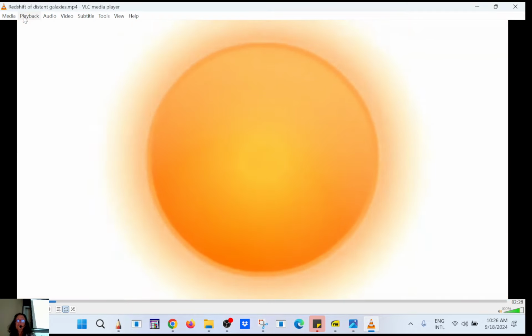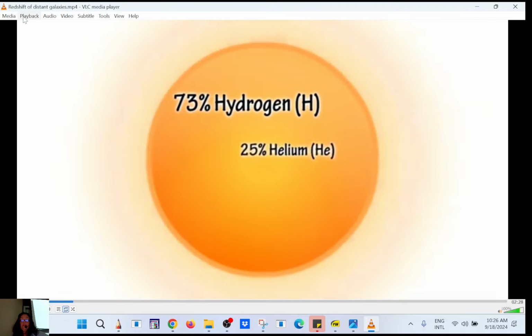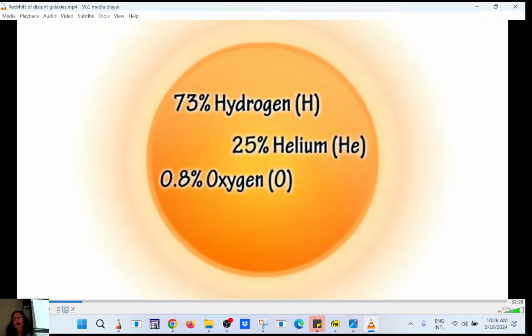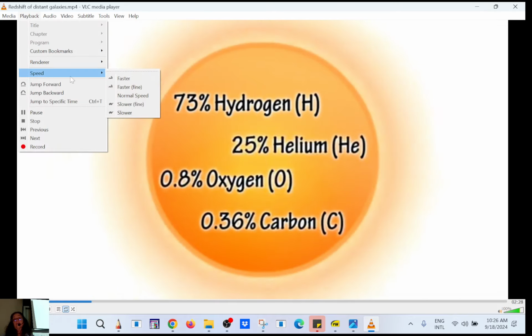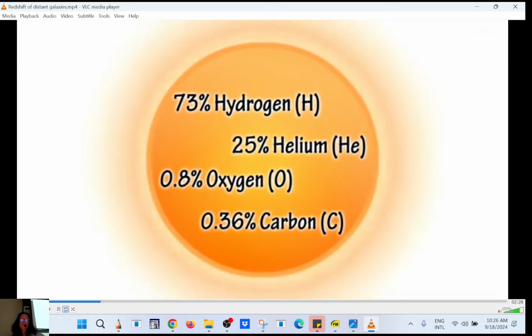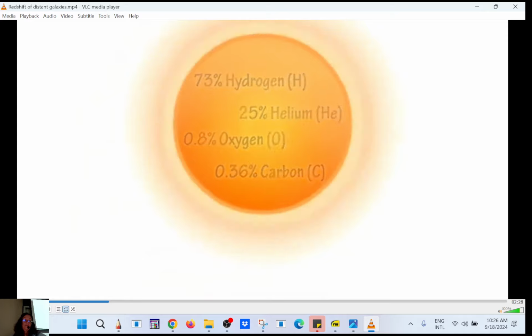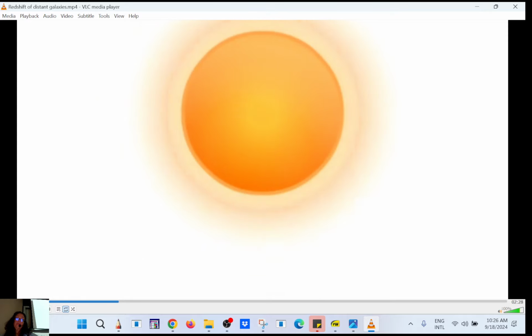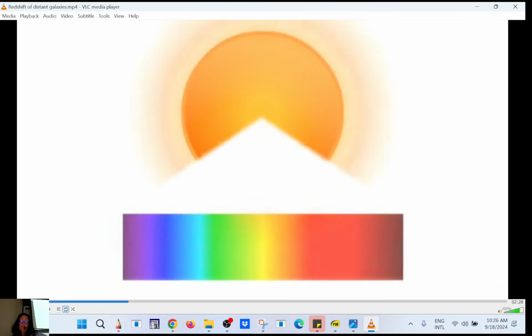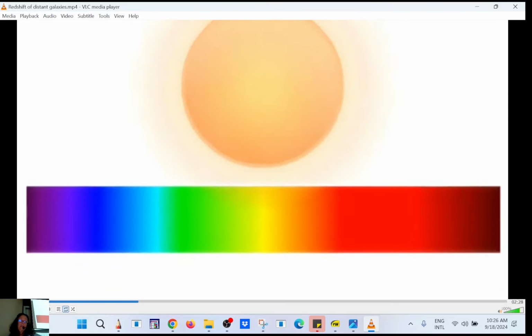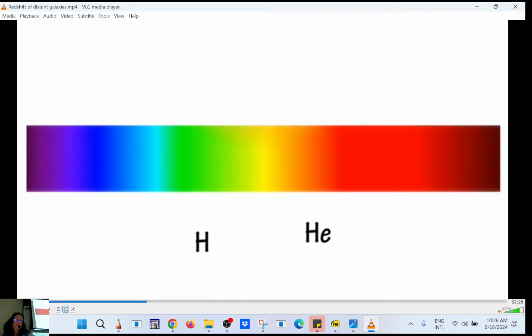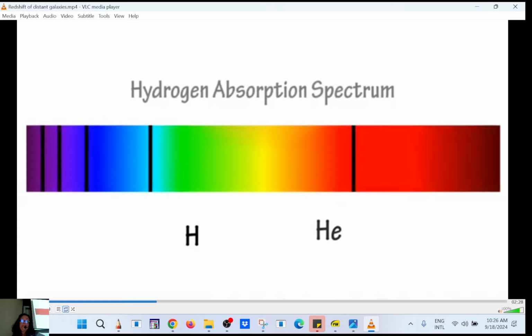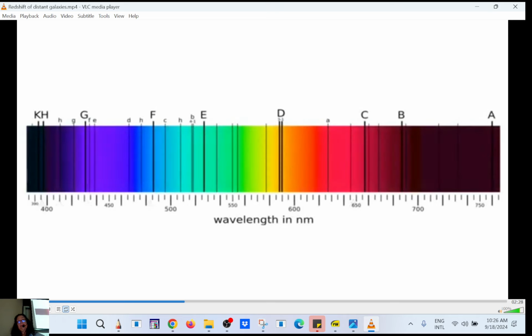Stars are made up of a number of different elements. The Sun is composed of about 73% hydrogen, 25% helium, 0.8% oxygen, and 0.36% carbon, plus smaller amounts of other elements. Each of these elements absorbs certain wavelengths of light. White light is made up of the full spectrum of wavelengths. But the presence of elements such as hydrogen and helium results in black lines in the spectrum. These are the spectral lines for hydrogen, and the black lines appear at the particular wavelengths that are absorbed by hydrogen. Here are the spectral lines for the Sun.